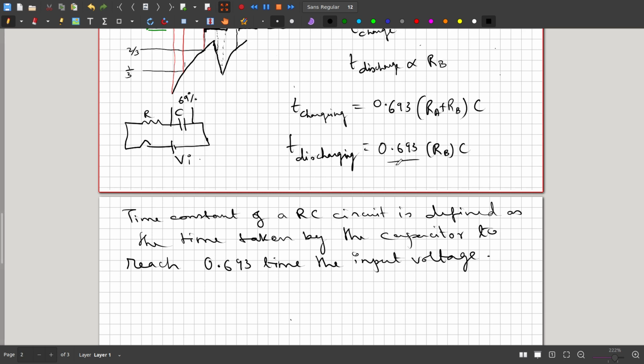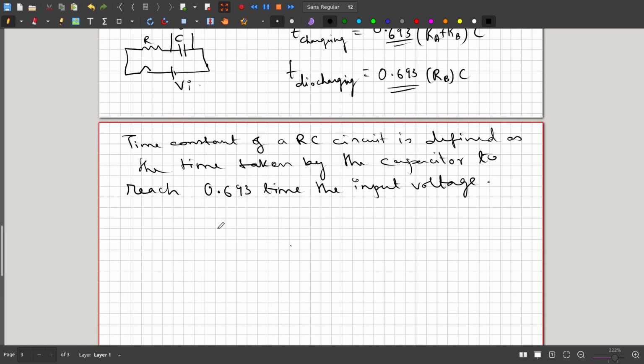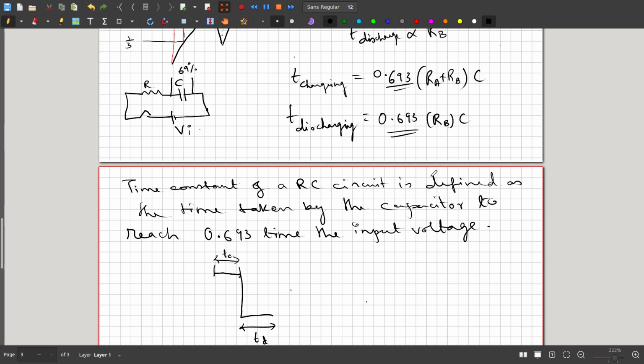That's the way this value comes here. Okay, so this is the time for the logic high state, the width. The logic high, and this is logic low. So this is the width, this is tc. Okay, tc for time for charging, and td is the time for discharge.